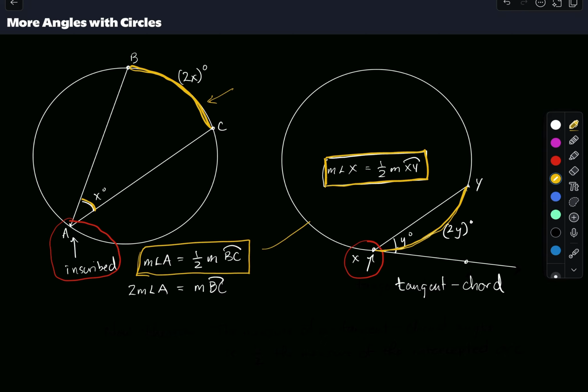But note the similarities in their measures. So the connection I want you to see here is that both of these angles have their vertex on the circle, and that means that the relationship between those angles and the intercepted arcs are the same. They're 1/2 the size. So we proved this condition over on the left a couple of days ago. Now what I want to do is I want to prove the condition over on the right.